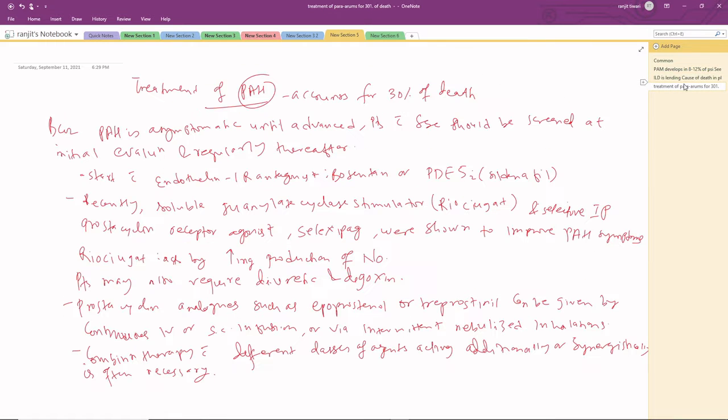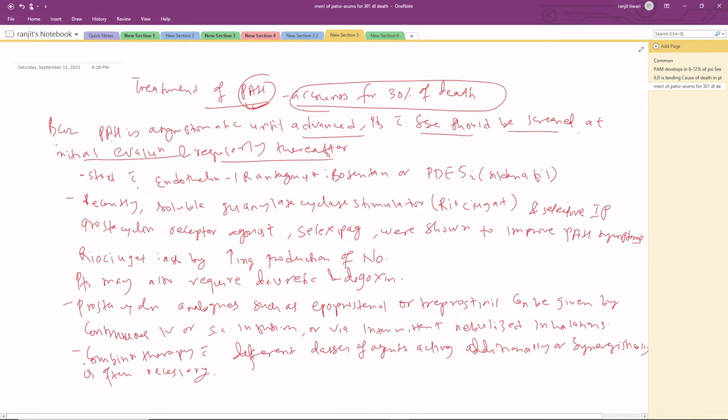Now we are going to discuss treatment of pulmonary hypertension, because pulmonary artery hypertension accounts for 30% of death in systemic sclerosis. PAH is asymptomatic until advanced. Patients with systemic sclerosis should be screened at initial evaluation and annually thereafter. In treatment, we start with an endothelin 1 receptor antagonist like bosentan or a phosphodiesterase 5 inhibitor like sildenafil.